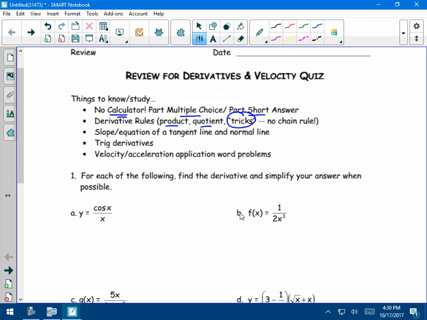Tricks are things like b down here. Find the derivative and simplify. F of x equals 1 over 2x to the third. What would I say to rewrite that as before you take the derivative? It's 1/2 x to the negative third. Then take the derivative. You haven't actually taken the derivative yet. So this would be f prime of x equals negative 3/2 x to the negative fourth. Sorry, yeah. So that would be negative 3 over 2x to the fourth. So rewrite it using a trick, then take the derivative. Just don't forget to take the derivative.